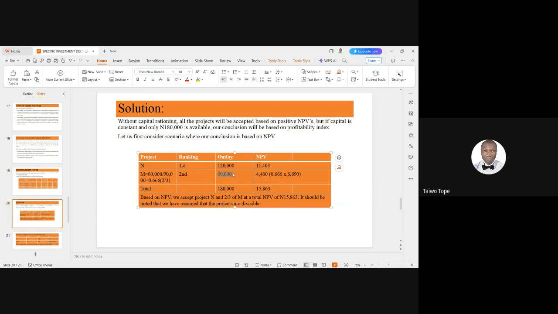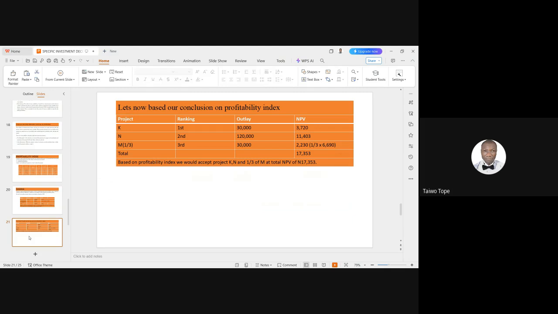So the total is 180 and the total NPV is 15,863. So based on NPV, we accept project N and 2 over 3 of M at the total NPV of 15,863. It should be noted that we have assumed that the projects are divisible. And when we base our calculation on profitability index, take note we have 180 to spend.